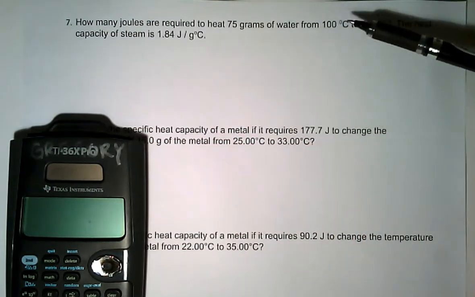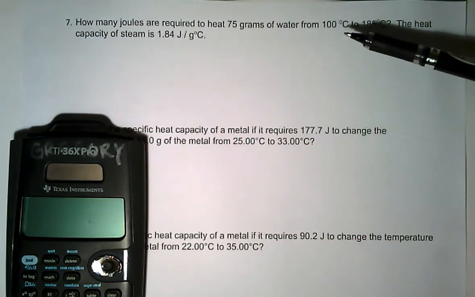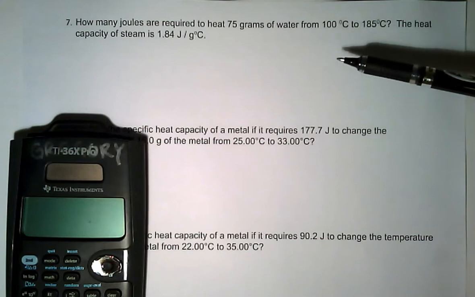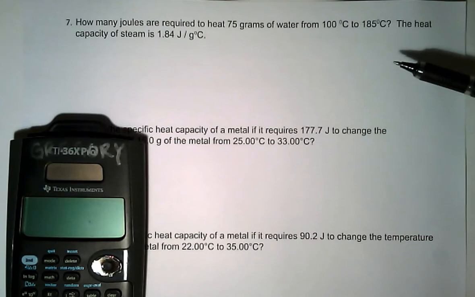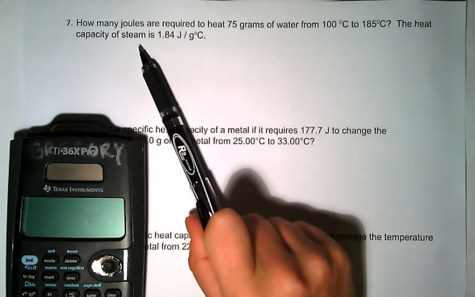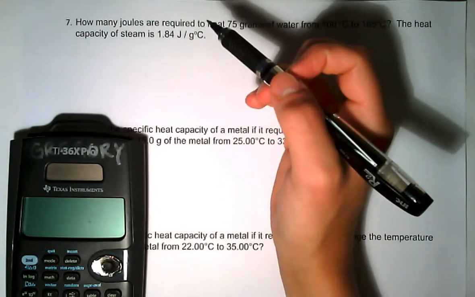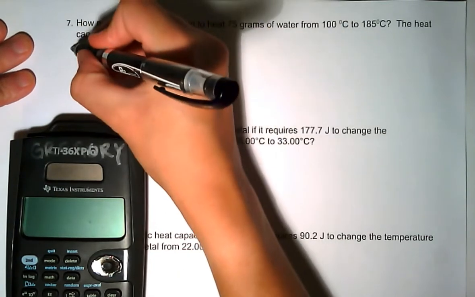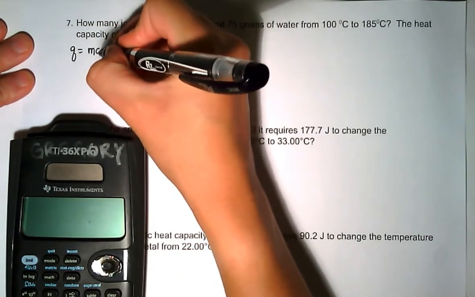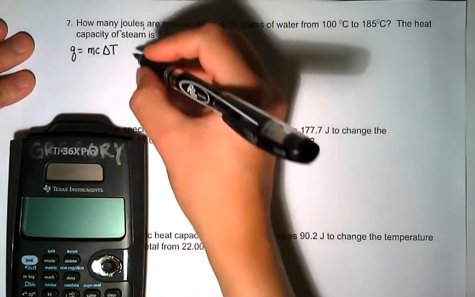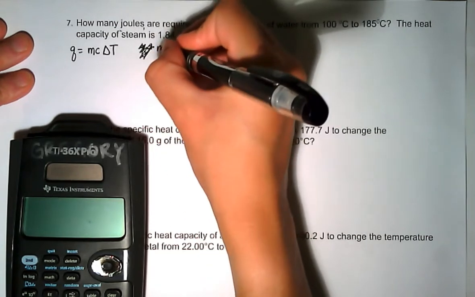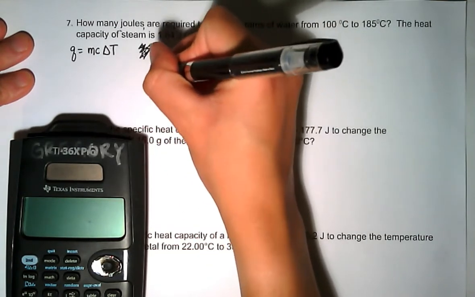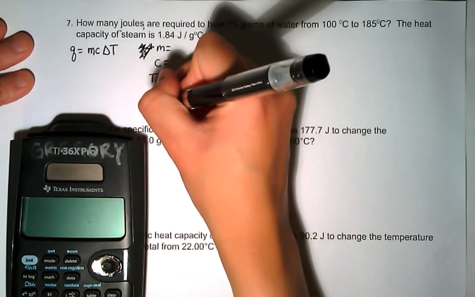So we know water, once it reaches 100 degrees, that's when water starts to boil or vaporize. And so when we are heating water from 100 degrees up to 185, it's going to be in the vapor phase. So we need the heat capacity of steam or water vapor. So in this problem, it says how many joules, so that's going to be our value of Q, that's our energy, which is equal to M times C times delta T. So we need M, C, and then T final, T initial, and delta T.